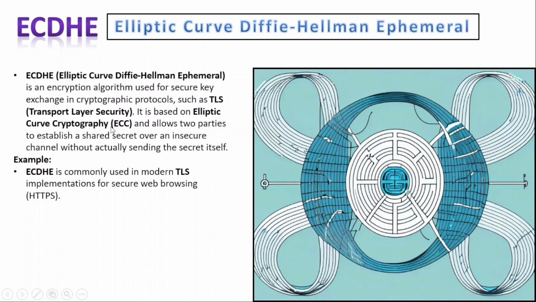It is based on elliptic curve cryptography and allows two parties to establish a shared secret over an insecure channel without actually sending the secret itself. Example: ECDHE is commonly used in modern TLS implementations for secure web browsing, that is HTTPS.